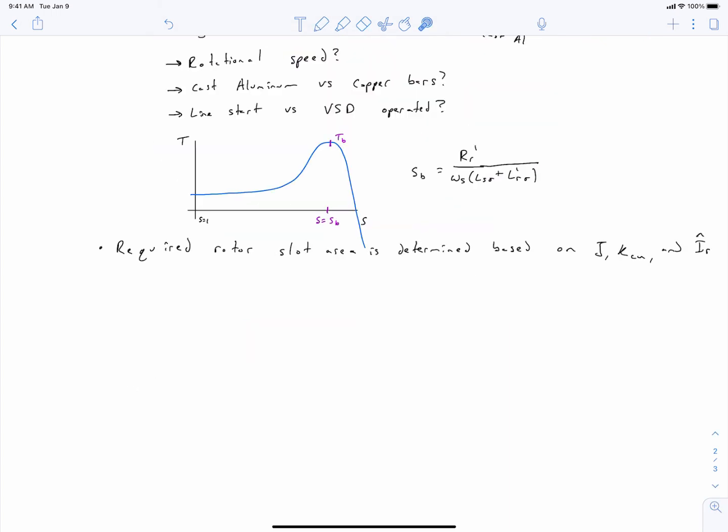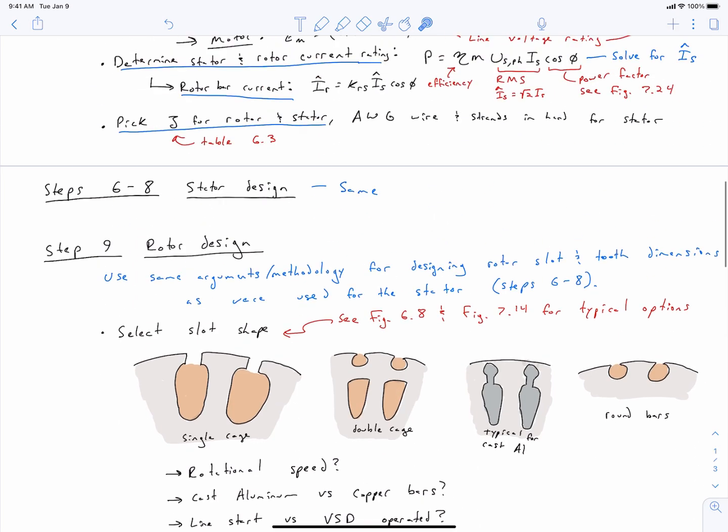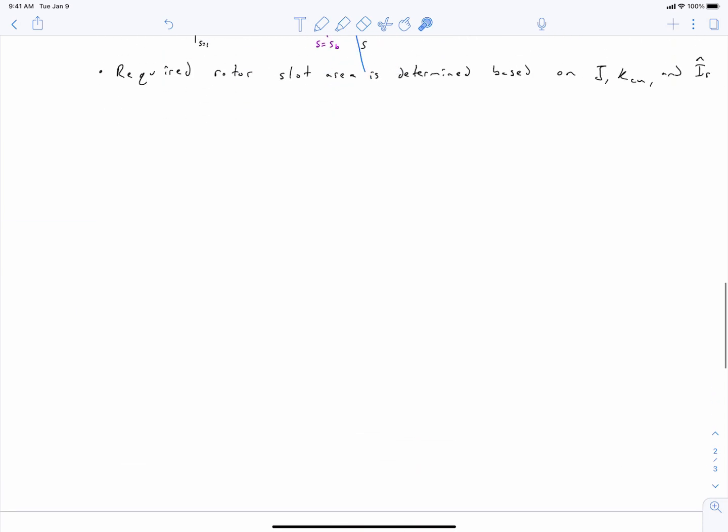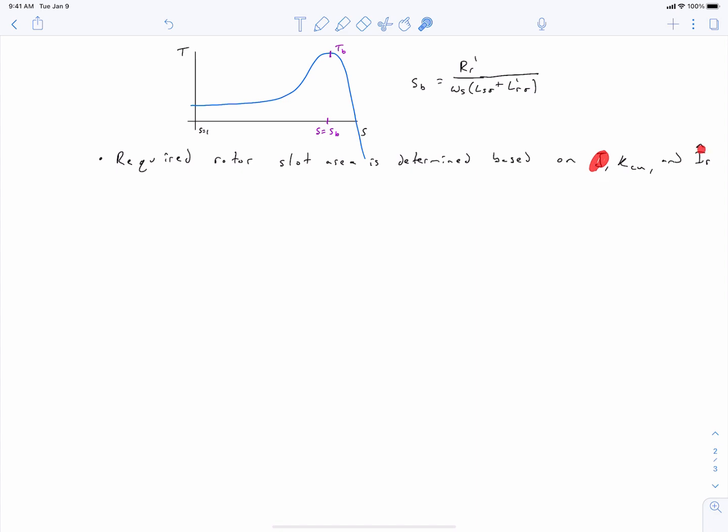Next, you're going to determine the required rotor slot area, just like we did in the stator winding design steps. And in the stator design steps, we use a current density, so we'll use a current density again for our rotor, as well as the rated rotor current, which we determined up here. We determined the rated rotor current over here based on the power factor of our machine and the rated stator current. So we know this information.